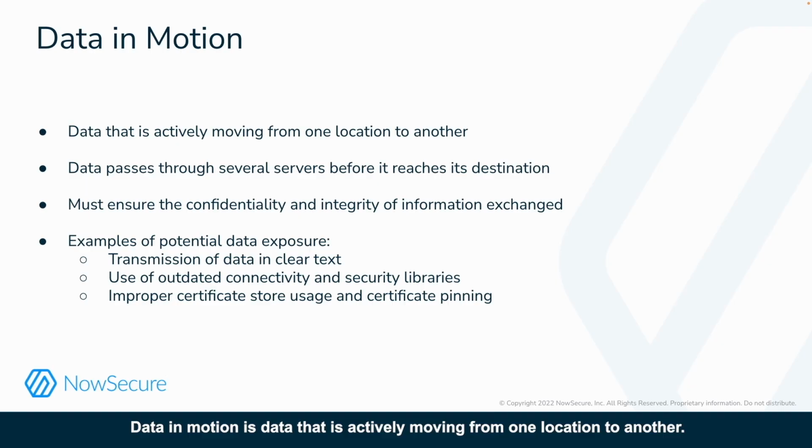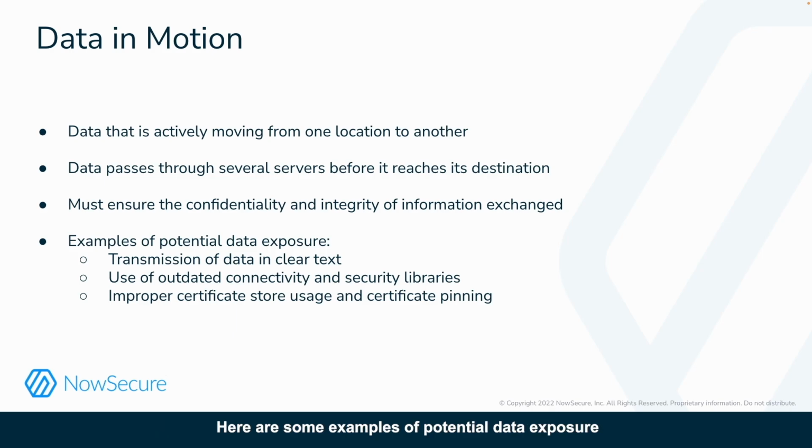Data in motion is data that is actively moving from one location to another. This can be across the internet, within a private network, or from one device to another. As your data moves across the internet or a private network, it passes through several servers, exchanging information before it reaches its destination. This allows opportunities for malicious actors to access your data. Ensuring the confidentiality and integrity of information exchanged between the mobile app and remote service endpoints is essential.